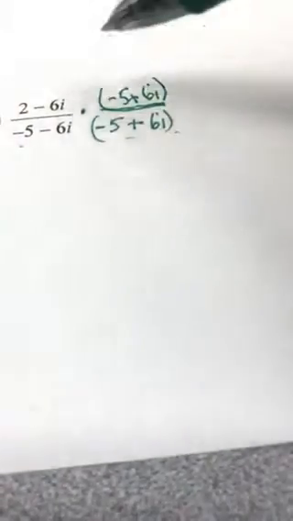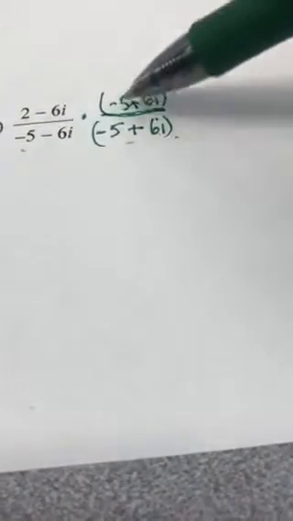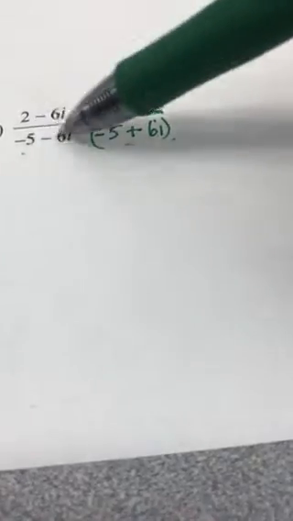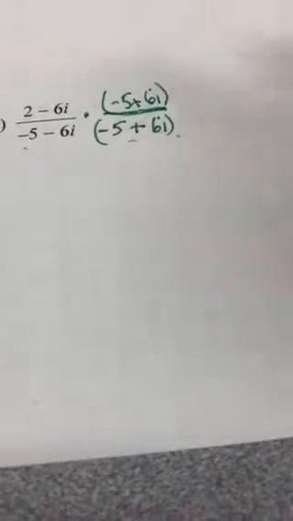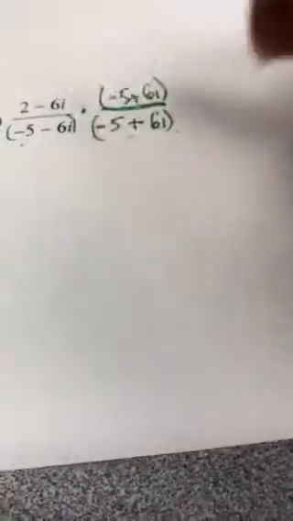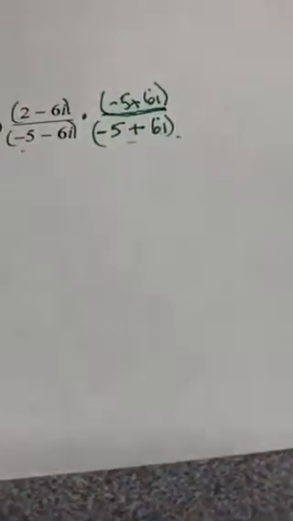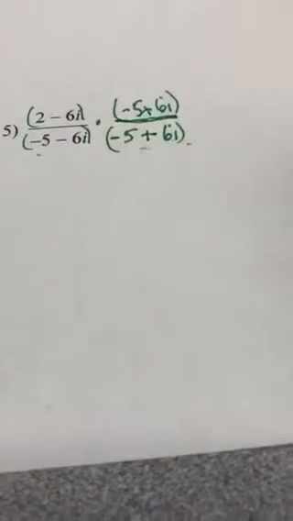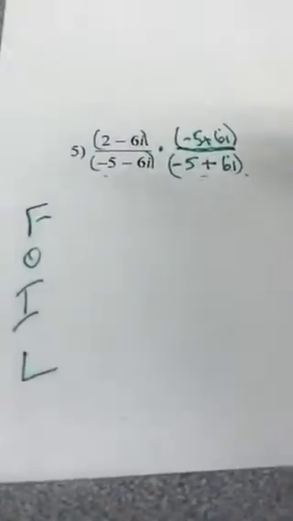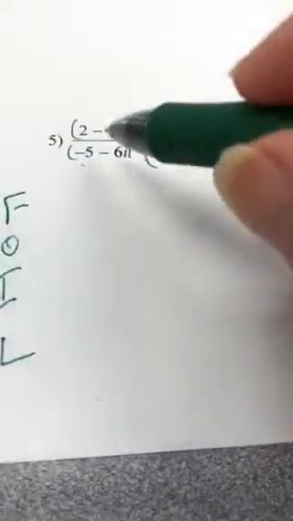Now, because we have a binomial times a binomial over a binomial times a binomial, we have to do 2 sets of FOIL, okay? I always do the bottom one first. I had a student ask me today, could he do the top one first? Yeah, it doesn't matter to me. Whichever one you want to do first is okay with me, as long as you know we've got to do them all. It's 2 separate sets of FOIL. Okay, so I'm going to do the bottom one first.